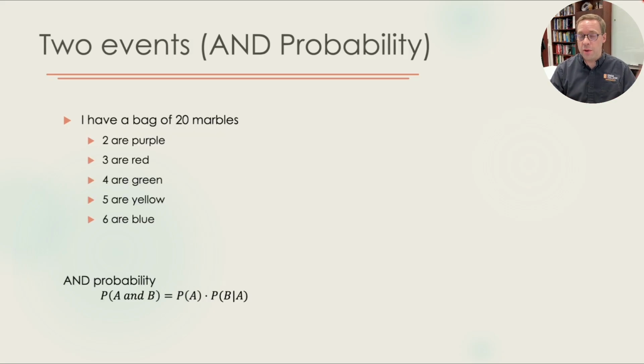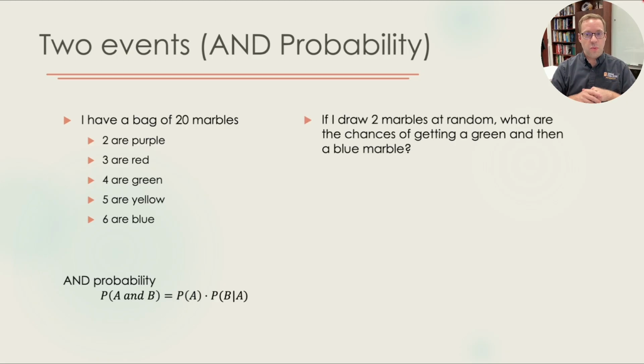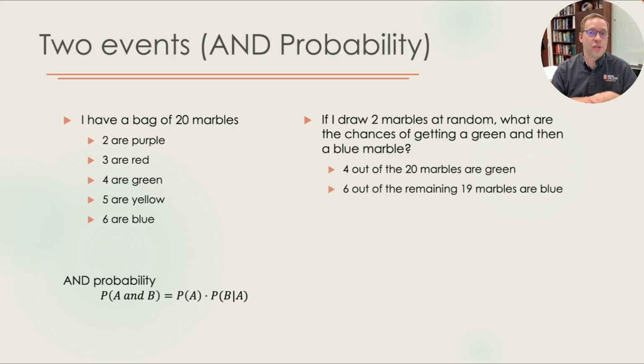We have our bag of 20 marbles. We've seen this a few times in the last few videos. Here's the question. If I draw two marbles at random, what's the probability of getting a green and a blue? Well, of those marbles in the bag, we know that 4 of the 20 are green. We also know that 6 of the 20 are blue. But if I draw a green out first, then I only have 19 marbles left, so 6 out of the remaining 19 are blue.